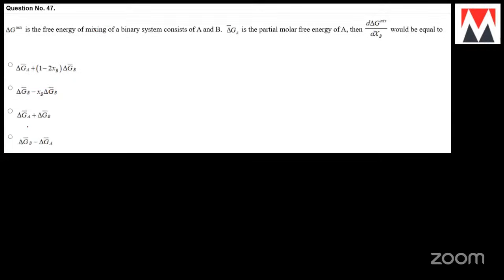So delta G mixing, binary system consists of A and B. Delta GA is a partial molar free energy of A. Dou delta G mixing by dou XA. This you can write it as, delta G mixing. How can you write?